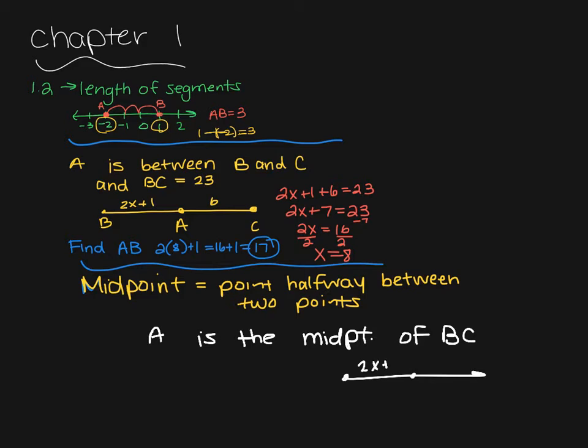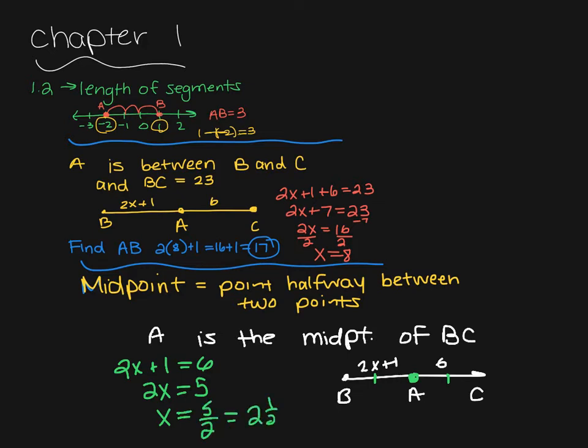So 2x plus 1 and 6. This is B, this is A, this is C. This time I would know that A is halfway between B and C. So these two would be congruent, and I would say 2x plus 1 equals 6. 2x would equal 5, and x would equal 5 over 2, which is 2.5. And then it probably won't ask you for the length of the segment, because if you did, you would just take it and plug it back in.